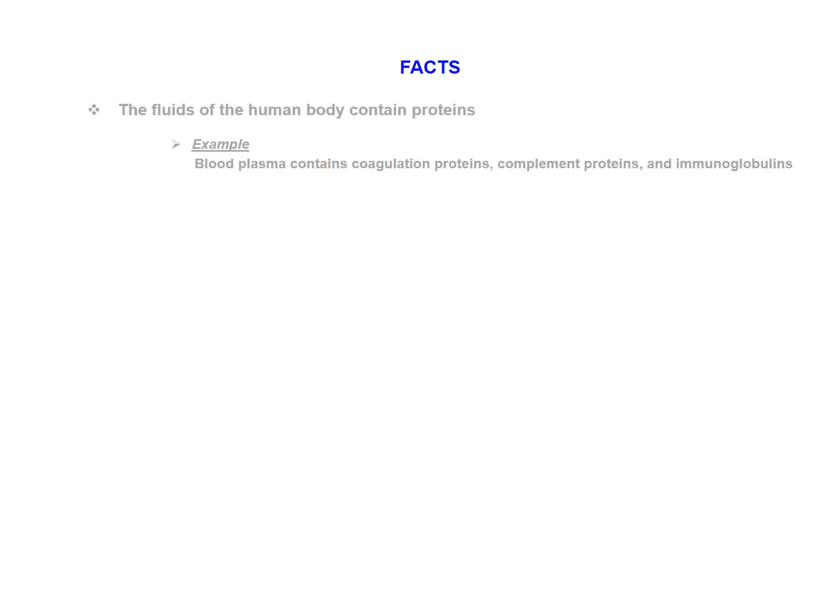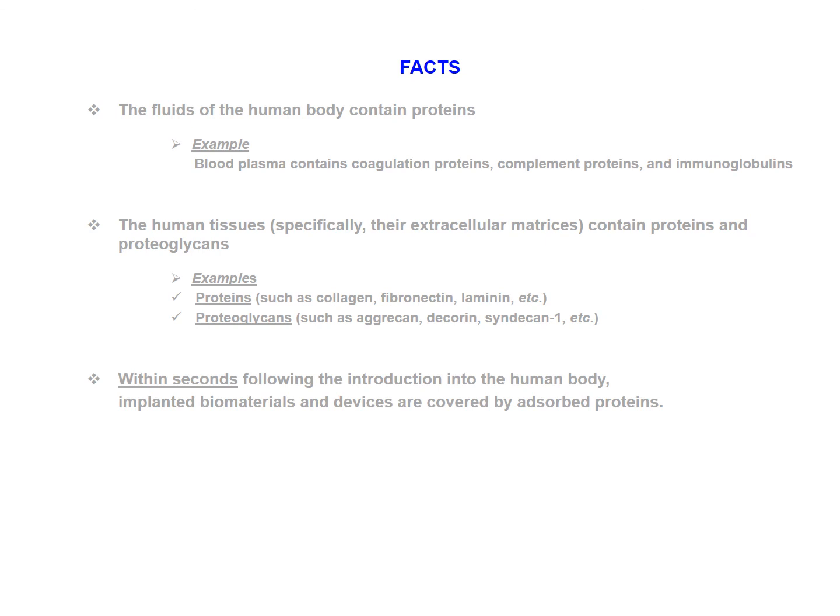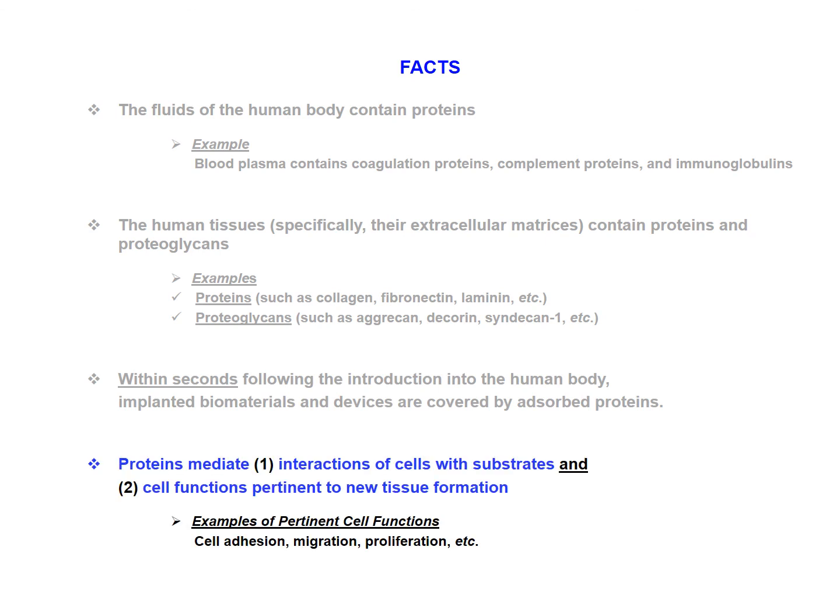I will close this particular lecture 15A by reminding you, as a result of this research pertinent to amino acids, it was discovered that proteins mediate the interactions of cells with substrates, and they promote cell functions which are pertinent to new tissue formation. Those examples of cell functions include cell adhesion, migration, cell proliferation, etc.